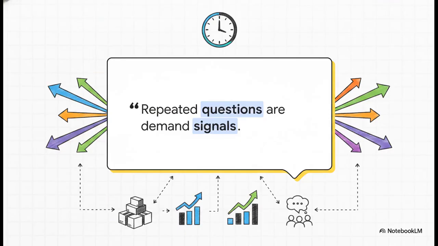Plus, all these unified interactions feed directly into a crisp 7 a.m. founder brief for you. Suddenly, repeated customer questions become highly actionable demand signals. You'll know exactly what's happening, which is a real game changer for making decisions about your stock and scaling up.